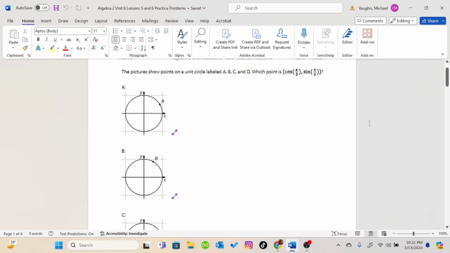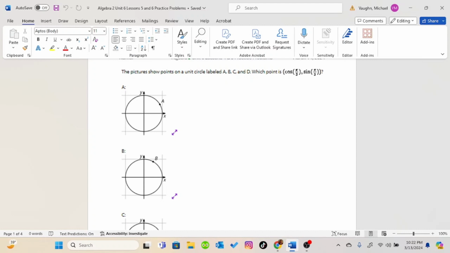Welcome to Algebra 2, Unit 6, Lessons 5 and 6 practice problems. The picture shows points on a unit circle labeled A, B, C, and D. Which point is cosine pi over 3, sine pi over 3?